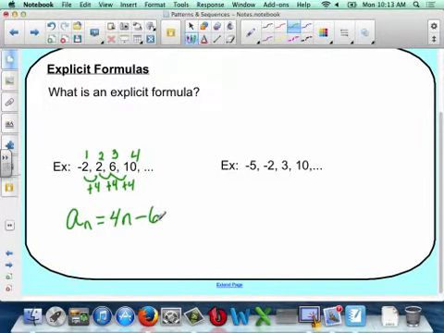All right, so if we look at the 4n minus 6, we ask ourselves, does that work for everything? So now we got to go back and double check that. So go to the second term. 4 times 2 is 8 minus 6, 2. Does that work? Okay, well, let's try it again for 3 just to make sure. 4 times 3, minus 6, 6. So there's your explicit formula.